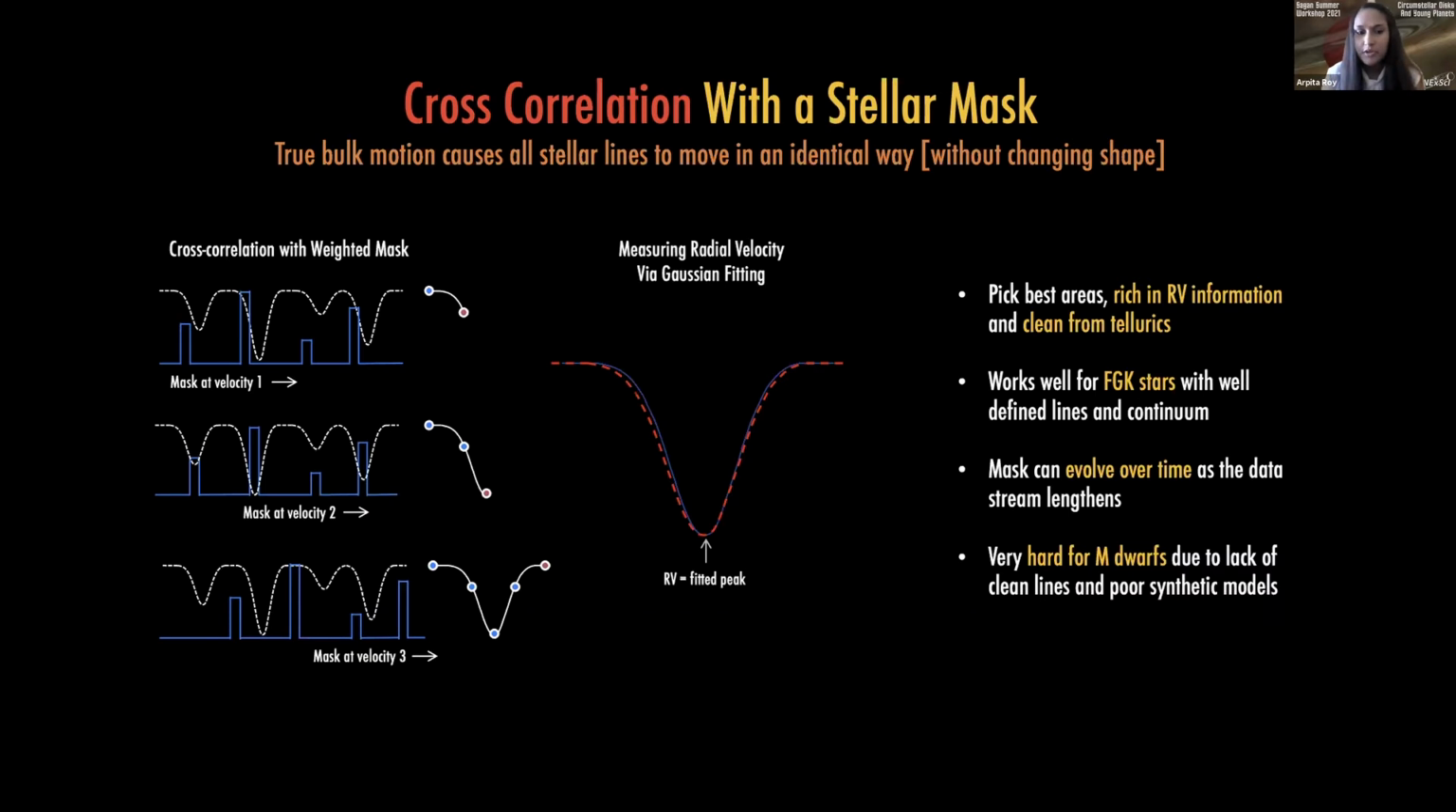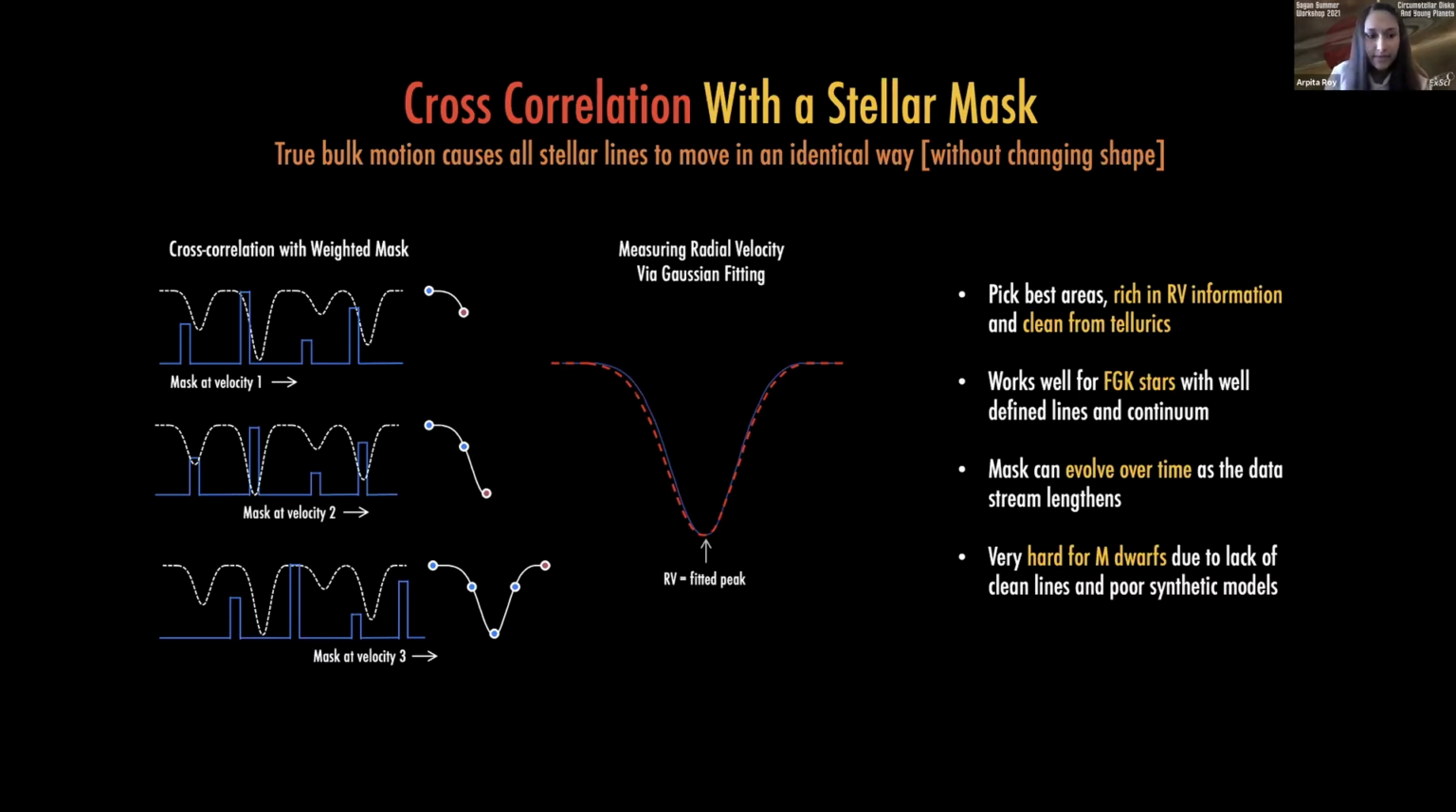After those corrections, we want to measure the radial velocity from the spectrum. The way we do it, and this is a simple cartoon showing how, is with cross correlation with a stellar mask. There are a few different ways to measure radial velocities, but this one seems to be the most robust as yet. The principle underlying this measurement is that true bulk motion of the star, where the star is actually moving in space, causes all of the stellar lines to move in an identical way without changing shape. Whereas something like stellar activity, or contamination, or something between you and the star that is messing with your spectrum, will often have a chromatic behavior.